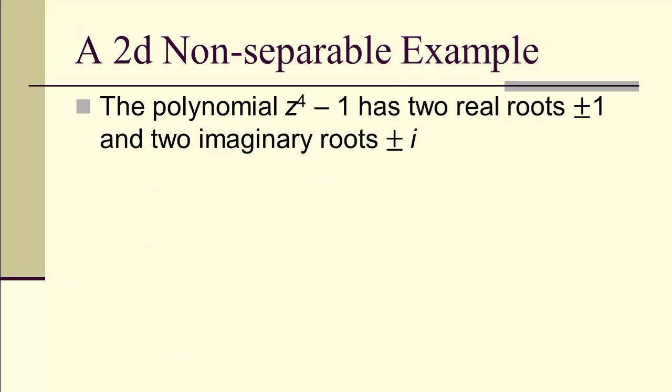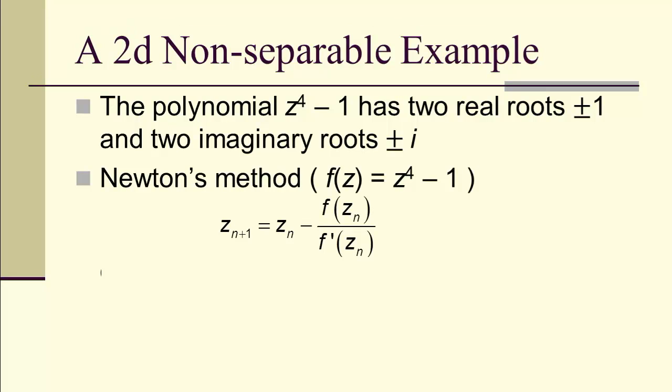So let's look at an example that's non-separable. So suppose we have a polynomial z to the fourth minus 1. It has two real roots, plus or minus 1, and two imaginary roots, plus or minus i. We can find those roots at an arbitrary point z0 using Newton's method. So Newton's method, z sub n plus 1 is z sub n minus the function over its derivative at z sub n, which for us is this simple rational iteration.